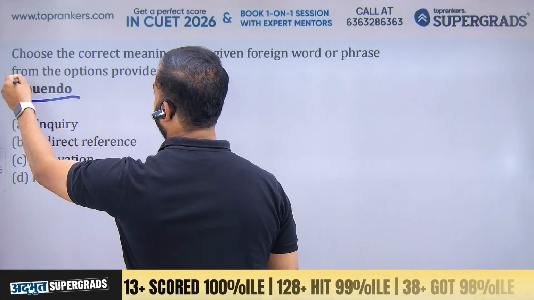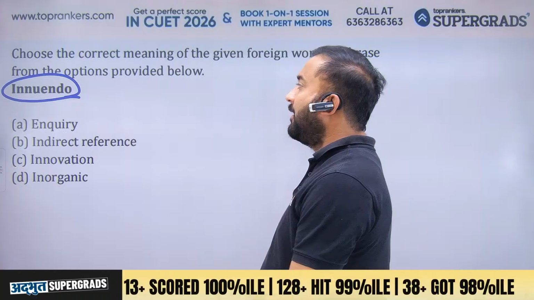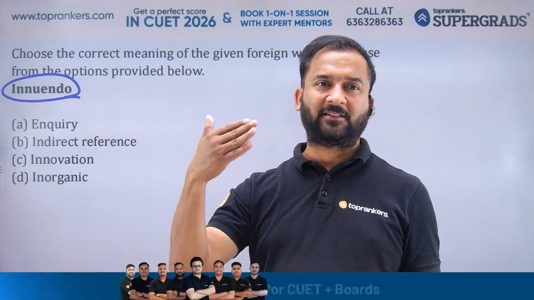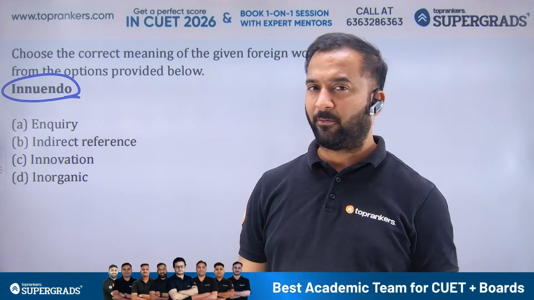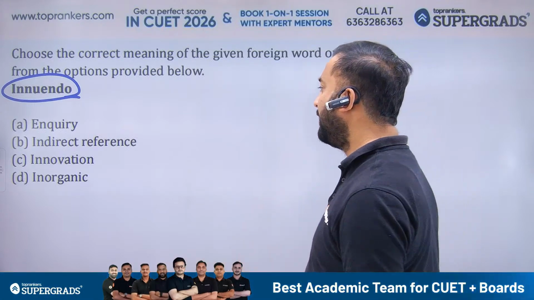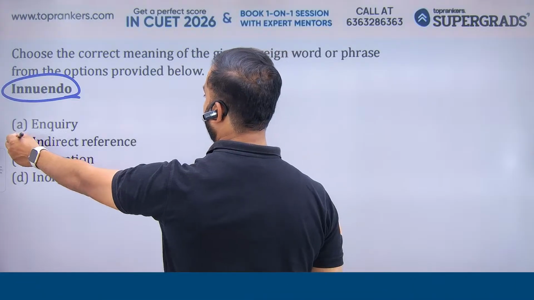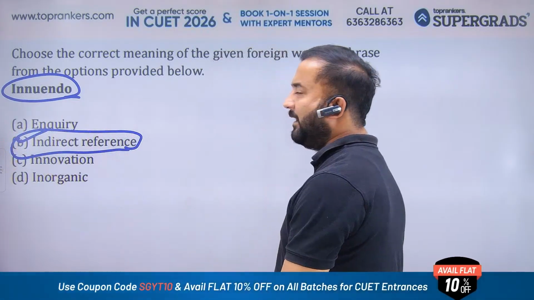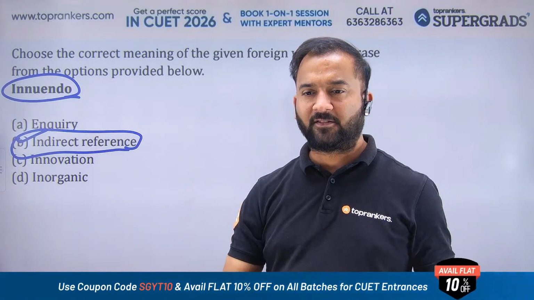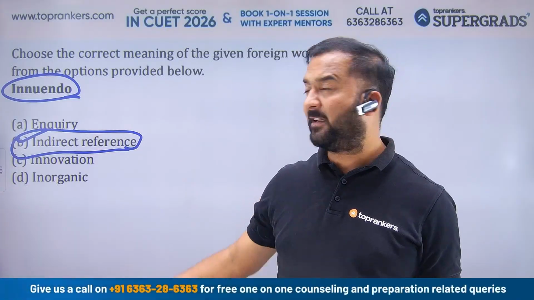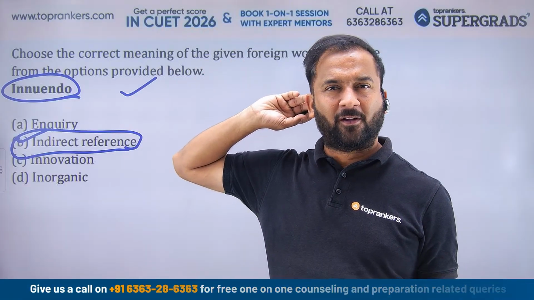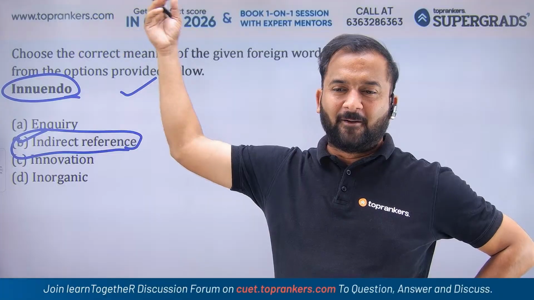Innuendo. ठीक है? Again, foreign phrases सिर्फ directly याद रखो. I think something that will help you in your CUET 2026. The correct meaning of it is indirect reference to someone. Indirectly आप किसी को reference दे रहे हो. That is what this foreign phrase means. And I would say I have nothing else to discuss here, because these are the things.